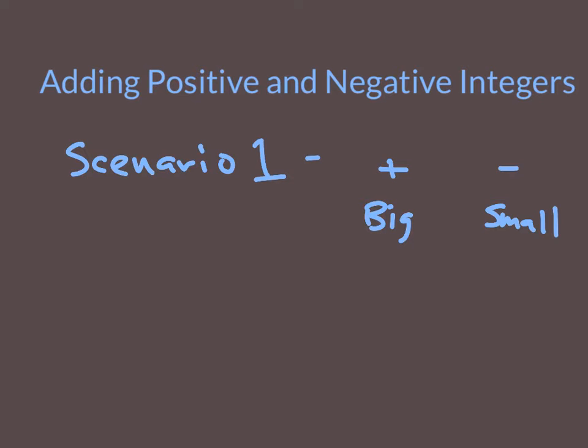So let's choose a large positive number. I'm just going to choose, say, let's choose 8, okay? And then we're going to add a negative 2 to this, all right? So in this example, I've got a positive and negative number, and we're adding them. The positive number is large, and the negative number is small.